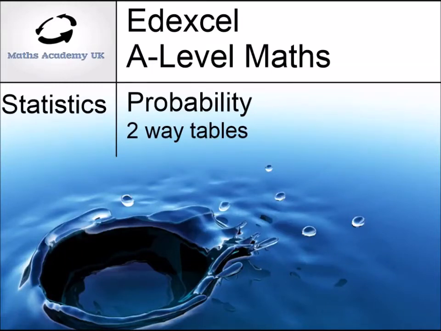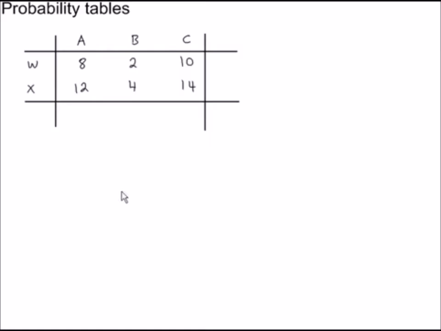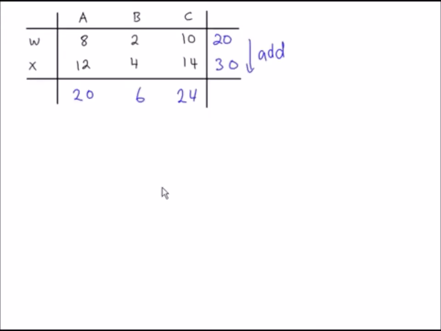Probability and two-way frequency tables. This is a frequency table. You have the events A, B and C, W and X. Work out row totals and column totals, and then work out a table total.